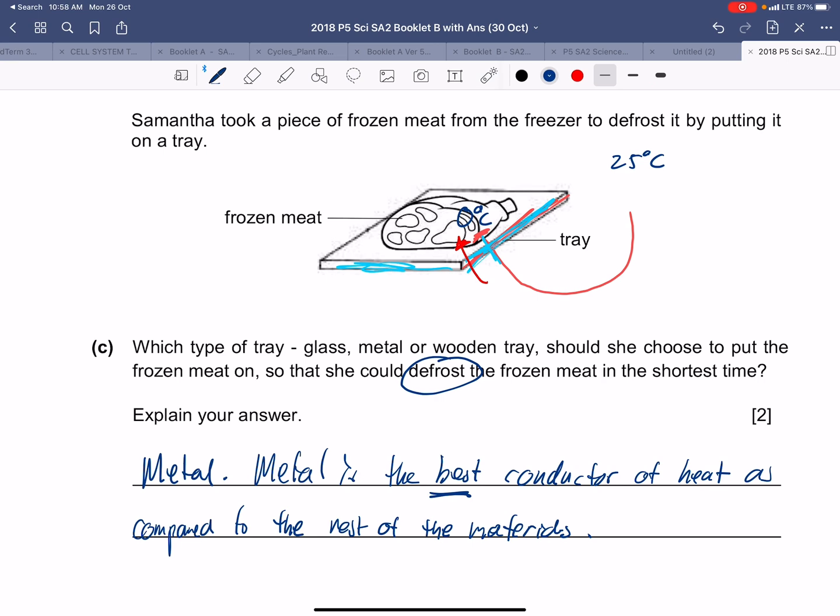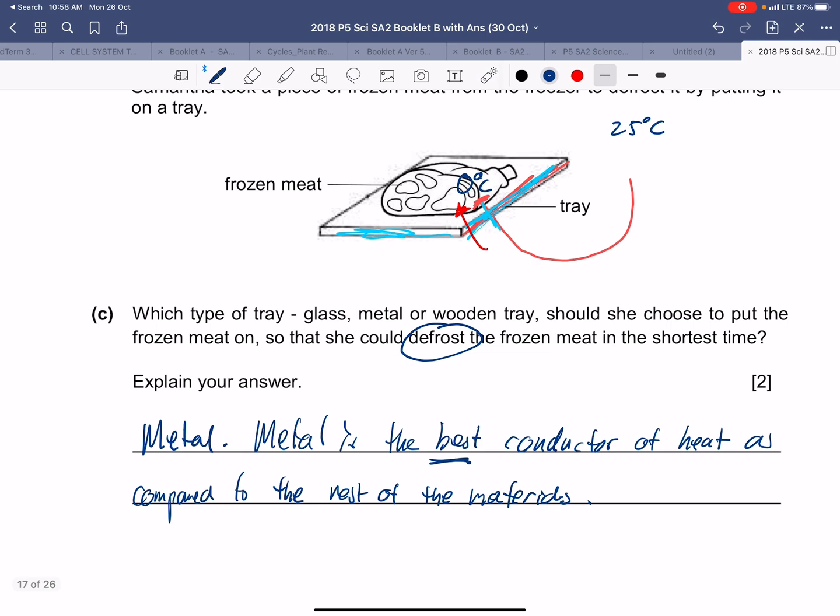You have to use the right comparative words. Okay? So it's the best conductor of heat as compared to the rest of the materials. Hence, remember I told you, whenever you talk about conductors of heat, you have to talk about speed, or the rate at which heat is being gained or lost. And whenever you talk about gain or loss, it's always from where to where.